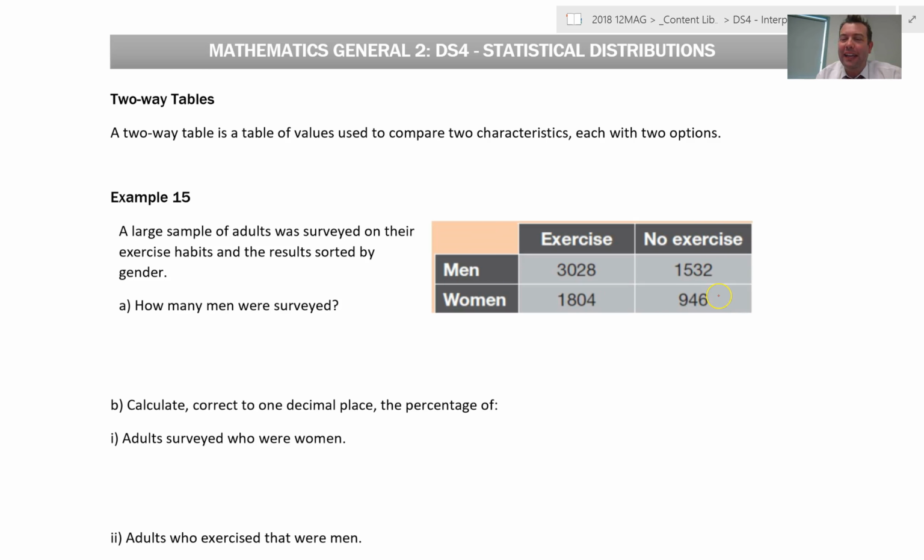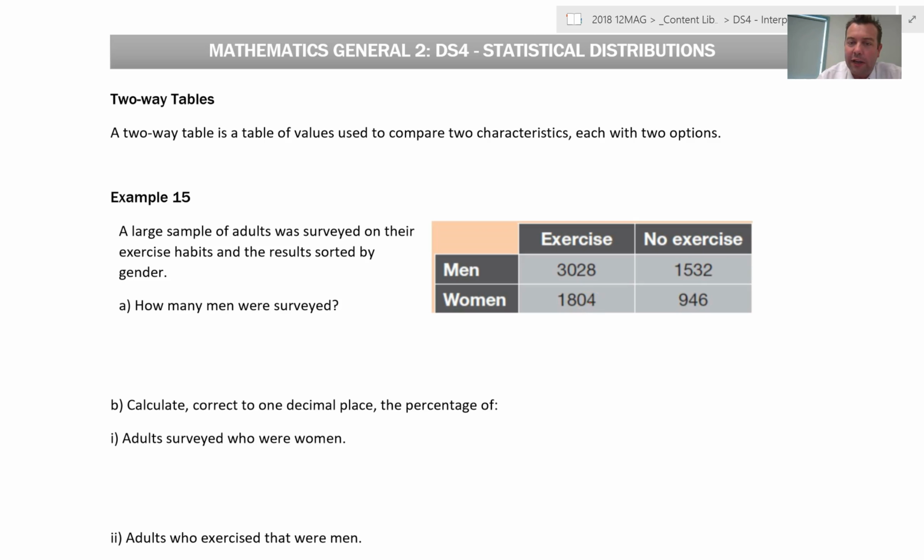Typically, what we'd do is we would have total columns below and to the side here. So what do we do? Look, I've got information for men and women who exercise or don't exercise. So I can group it together by all the men, group it together by people who exercise or not, or the women who don't exercise.